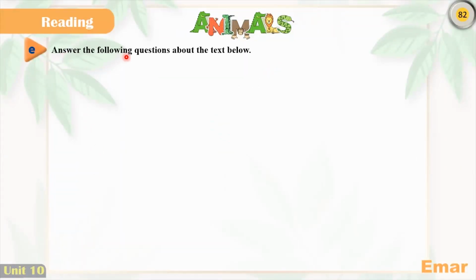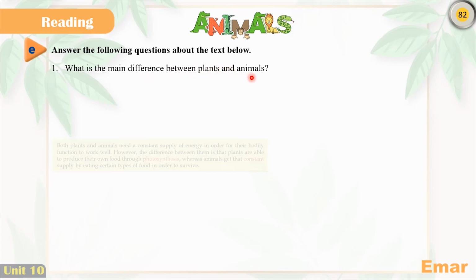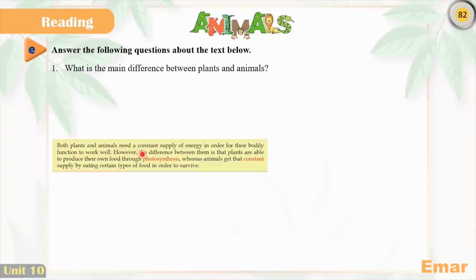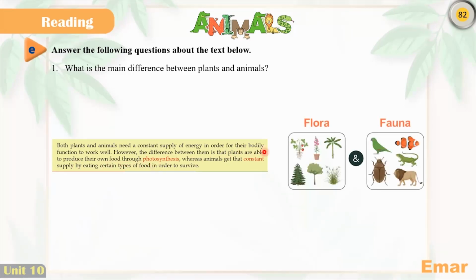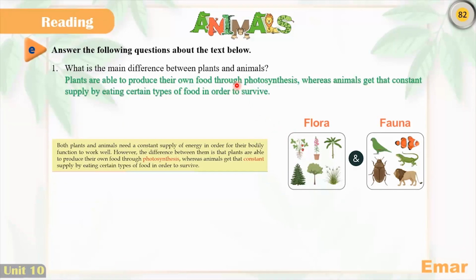Exercise E. Answer the following questions about the text below. What is the main difference between plants and animals? In paragraph 1, the difference between them is that plants are able to produce their own food through photosynthesis. As you might know, animals are totally dependent on other creatures to survive, but plants are independent, so they can make their own food through the process of photosynthesis.